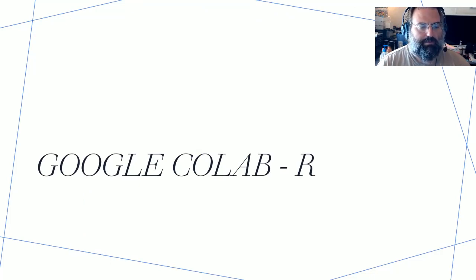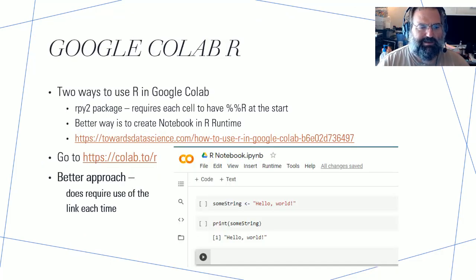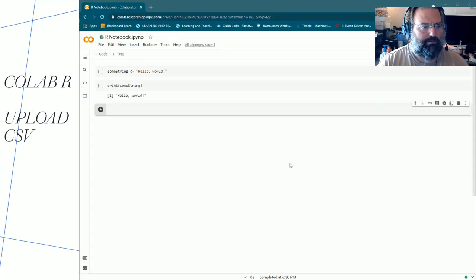Also, Google Colab does have a way of getting into R, but it is hackish. One way you can do it is to use the rpy2 package, but you have to put in %% at the start of every cell. A better way is you can actually create an R runtime notebook, but you have to use this special sort of link every time. colab.to/R, and it'll create an R notebook for you, but there's no way to do that through the UI. You have to use that link itself every time. So a little bit of an odd thing.